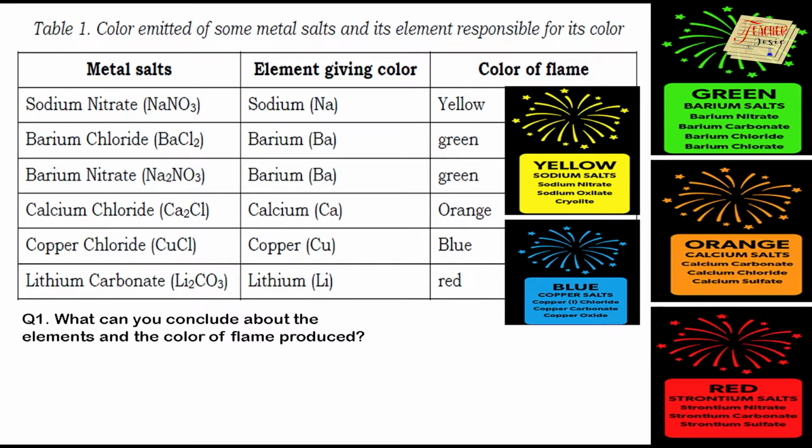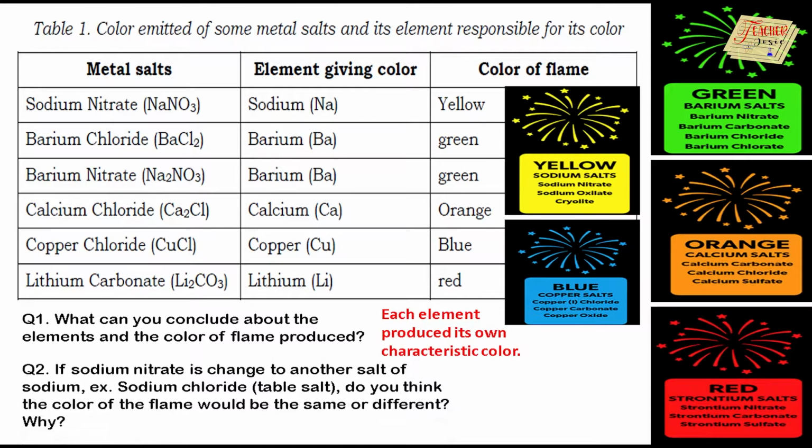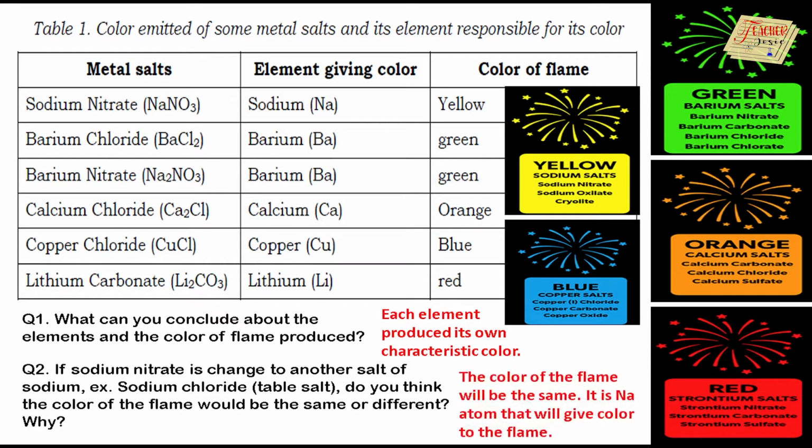What can you conclude about the elements and the color of flame produced? The answer is, each element produces its own characteristic color. If sodium nitrate is changed to another salt of sodium, for example sodium chloride or table salt, do you think the color of the flame would be the same or different? Why? The color of the flame will be the same. It is the sodium atom that will give color to the flame.